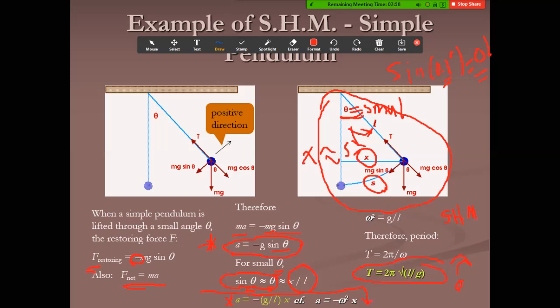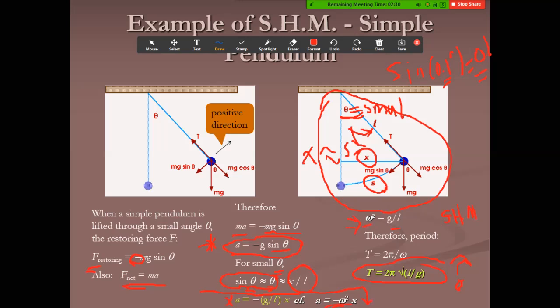The a is negative g over L times x. But because this is an SHM, it must follow the SHM acceleration formula: a is negative omega squared x. So this you need to compare. From here, you need to plug out the omega. By comparing the two formulas, the omega squared is g over L. You always have to do that.